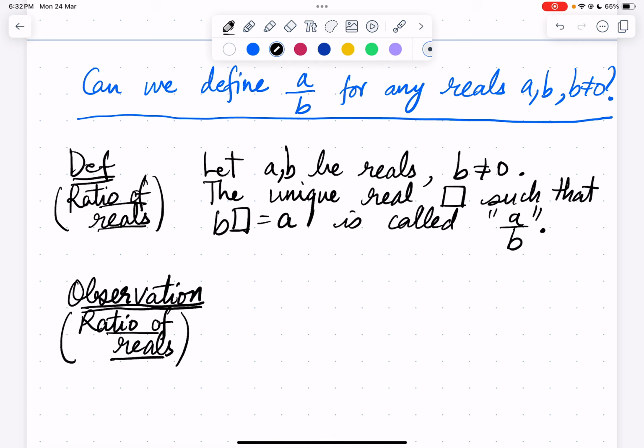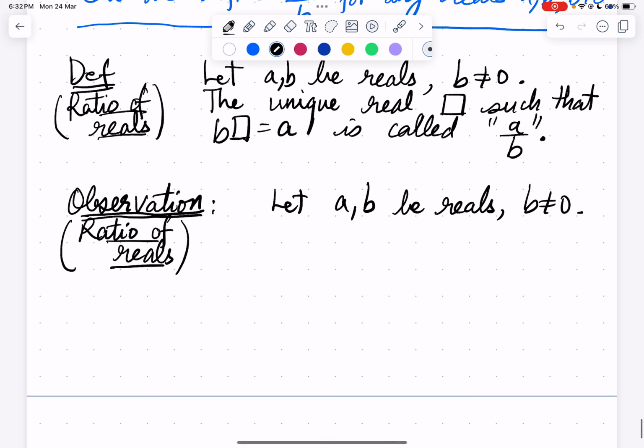So we have defined ratio of reals, but its existence is not clear, right? So this observation will make it clear. Let a, b be reals, b not equal to 0. Then this symbol a by b defined above, the unique point box such that b times box is a. So this point a by b exists.